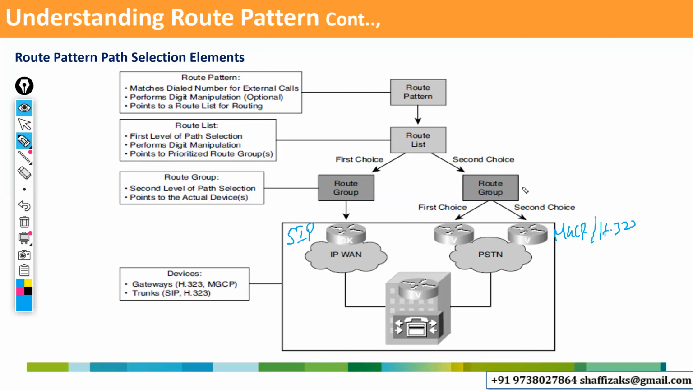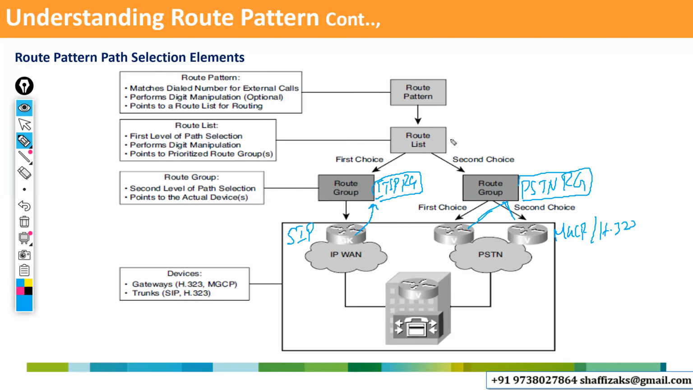Consider this route group name is PSTN route group. This is ITSP route group. This is just a name, any name you can give. Under this ITSP route group, this gateway I have associated. Under this PSTN route group, these 2 routers I have associated.